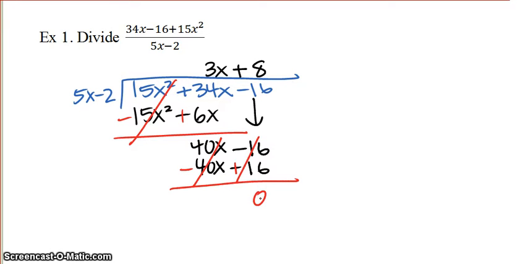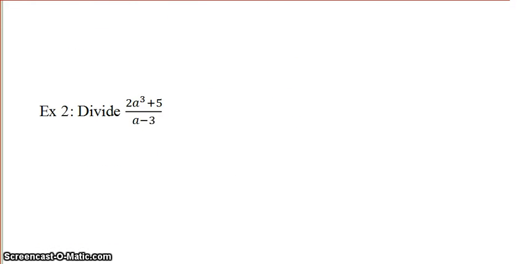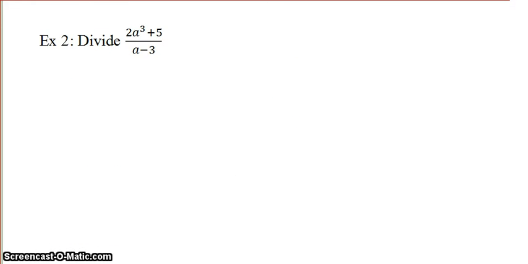If you're left with a remainder of 0, then you don't have a remainder. So your answer is going to be just what's up here, which in this case is 3x plus 8. Okay, one more example. Hopefully you're starting to get used to it.